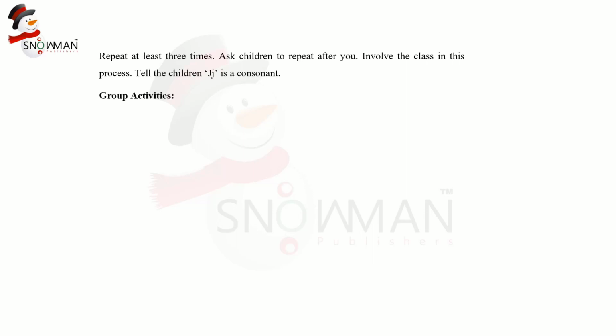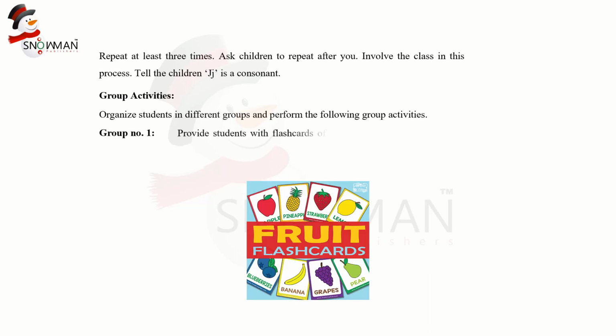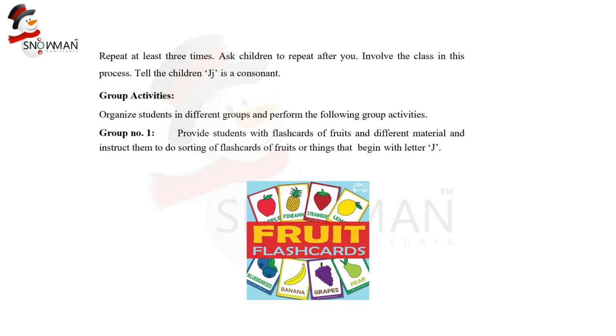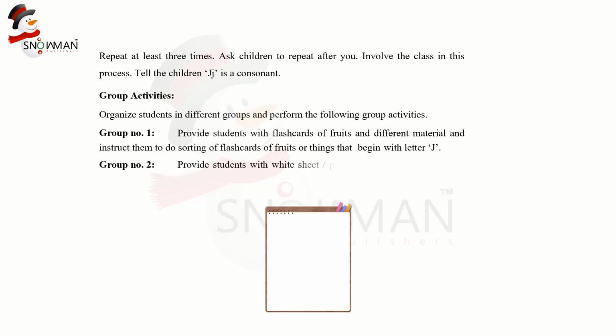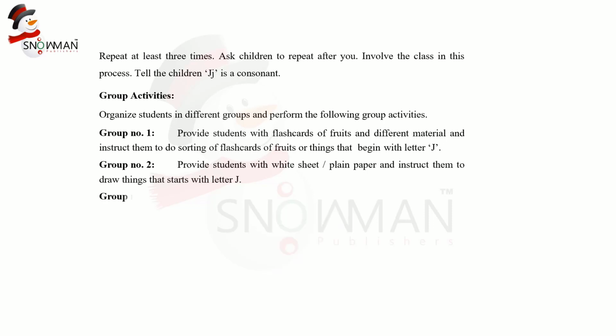Group activities. Organize the students in different groups and perform the following group activities. Group number 1. Provide the students with flashcards of fruits and different materials, and instruct them to do sorting of flashcards of fruits or things that begin with letter J. Group number 2. Provide the students with white sheet or plain paper and instruct them to draw things that start with letter J.